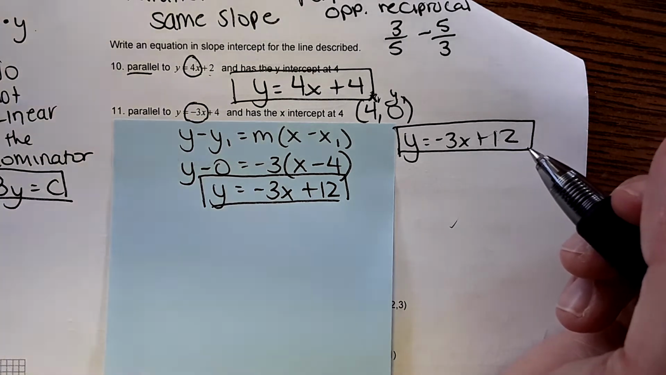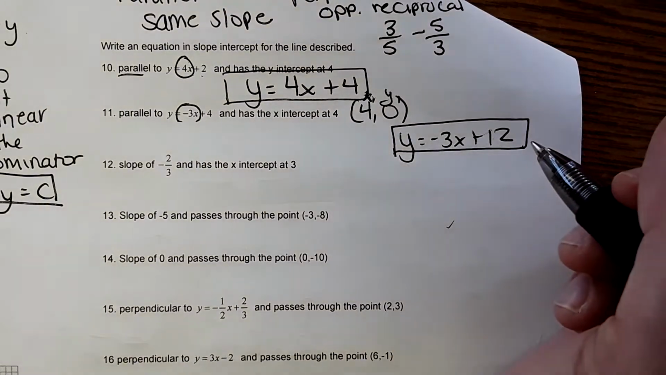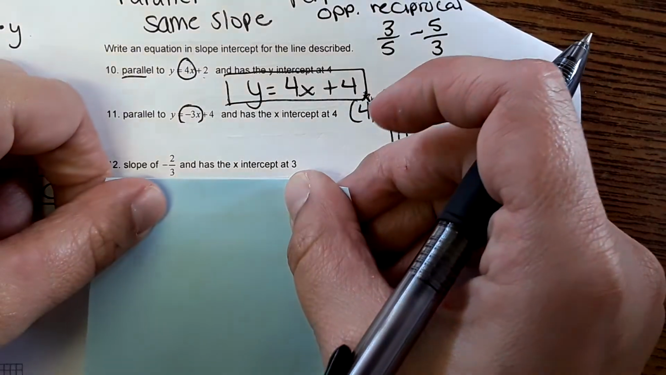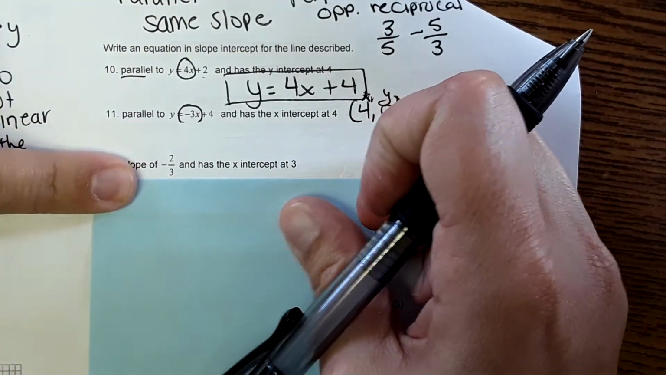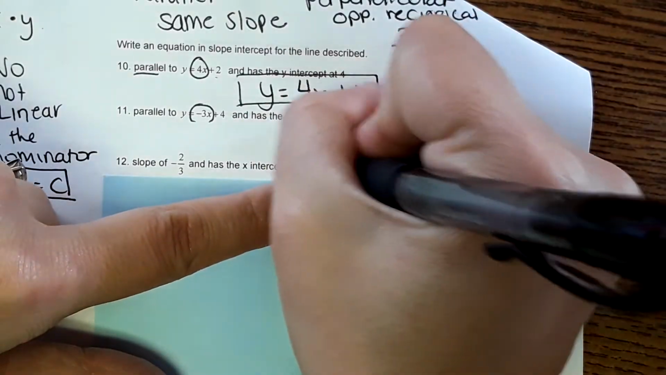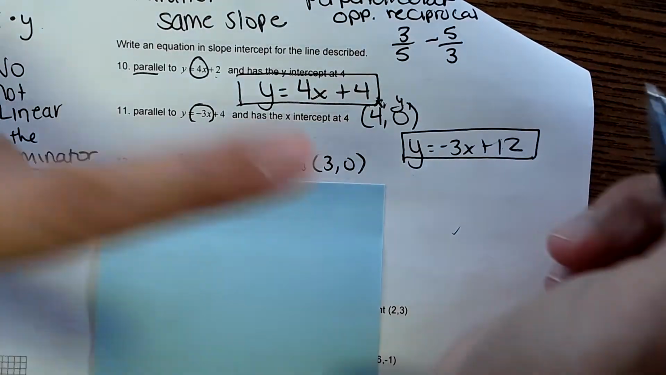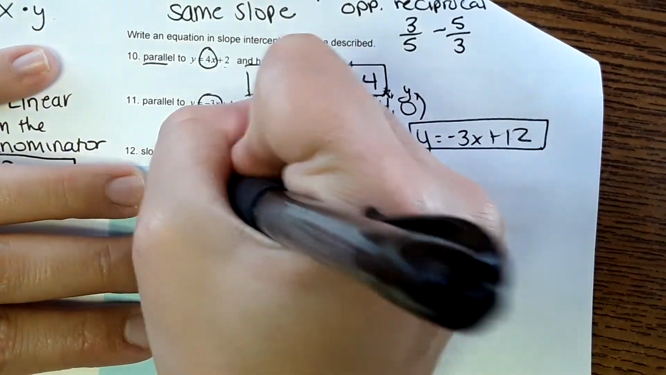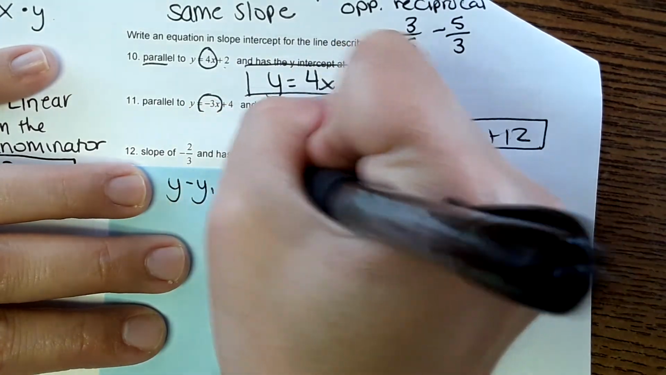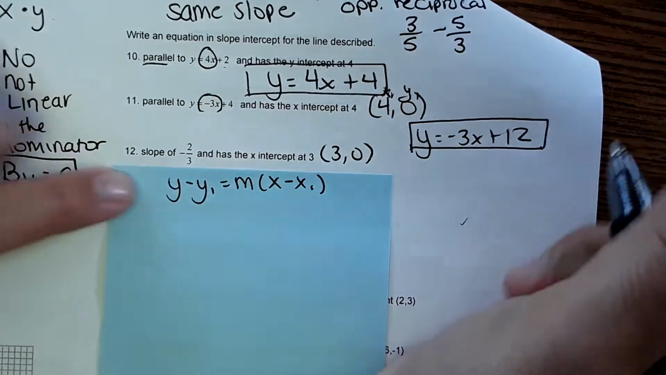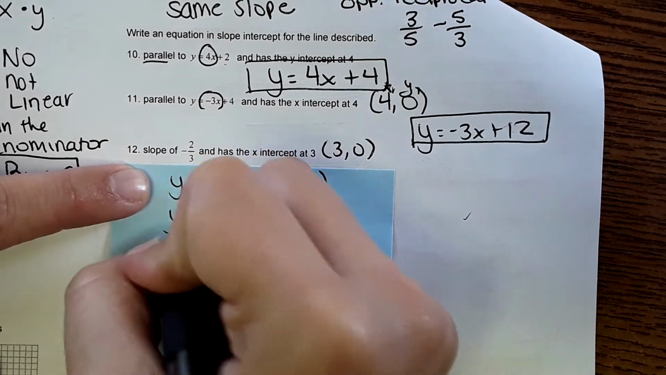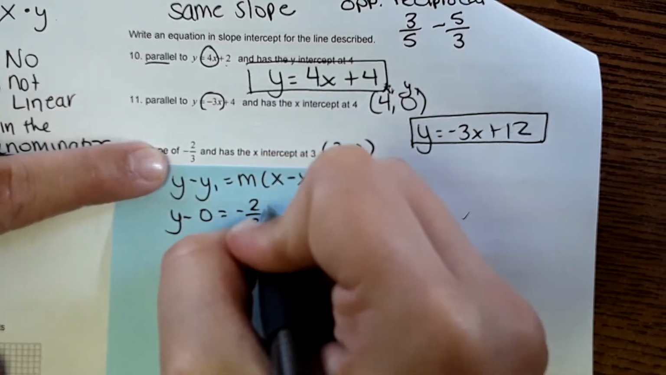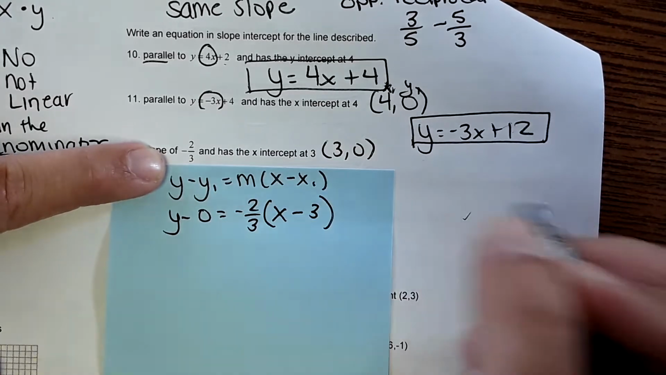Okay, number 12. Same process. Now we have a fraction in there. It gives us a slope of -2/3, x-intercept of 3, so our coordinates would be (3, 0), and then we'll use these in the point-slope formula. y minus y1 equals m times x minus x1. So y minus, the y is 0. Slope, -2/3, times (x minus 3).